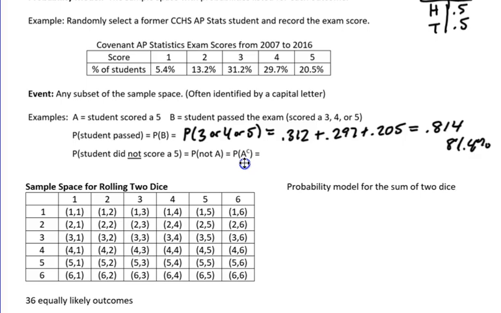The probability that a student did not score a 5, or the probability of not event A, which we can write as A complement with a little c as a superscript, would be this. We could add up the scores from 1 through 4, so that would be the probability of 1 plus 2 plus 3 plus 4, or we could say, since the total probability of getting a score on the AP exam is 100%, we could say 100% minus 5%, the scores for a 5, or 1 minus 0.205, and that would be 0.795. So a 79.5% chance that they did not score a 5.